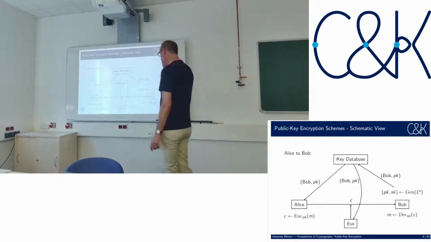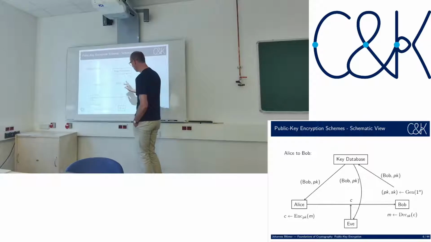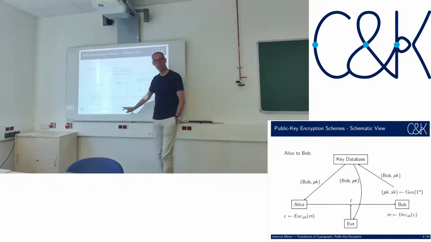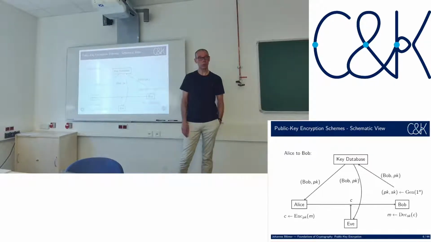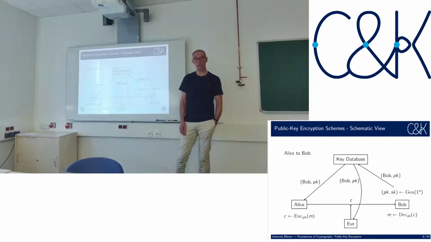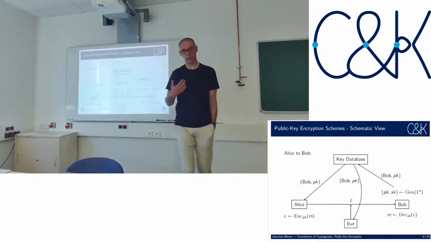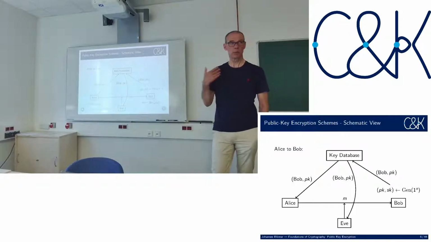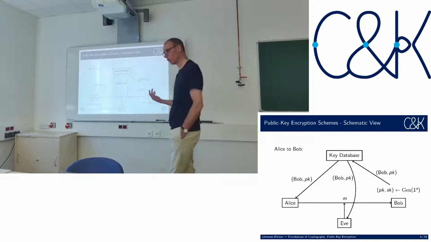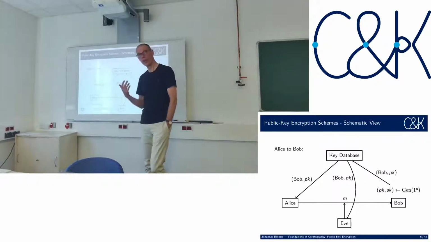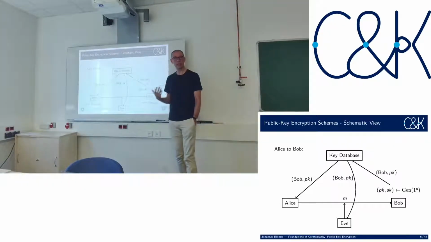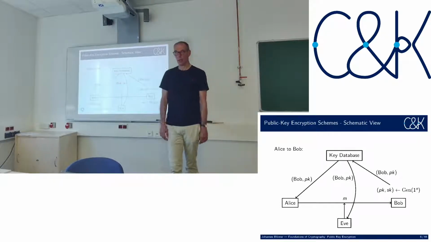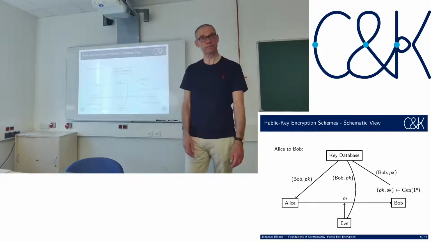But as in the digital signature case, Eve can also obtain the public key. So as in the digital signature case, where we always assumed in our security games that the adversary gets a public key, here we also need to assume in our security definitions that adversaries get the public key. Only the secret key is private. Okay.